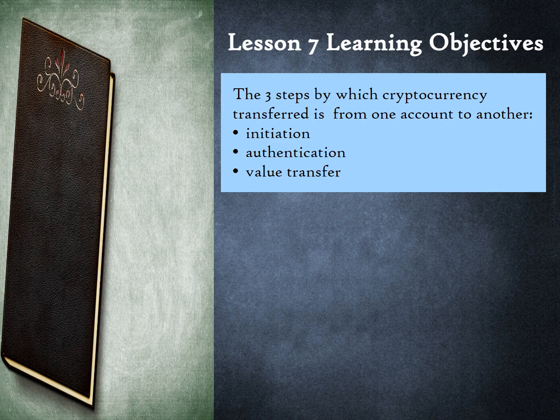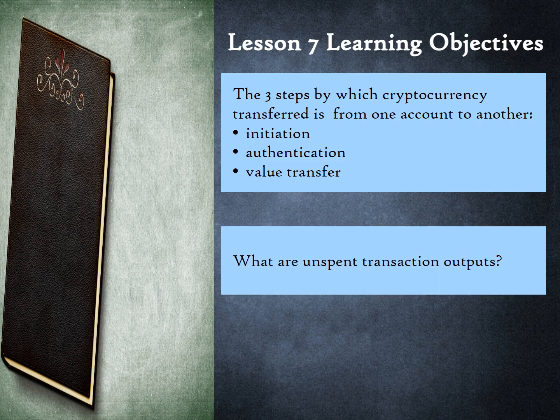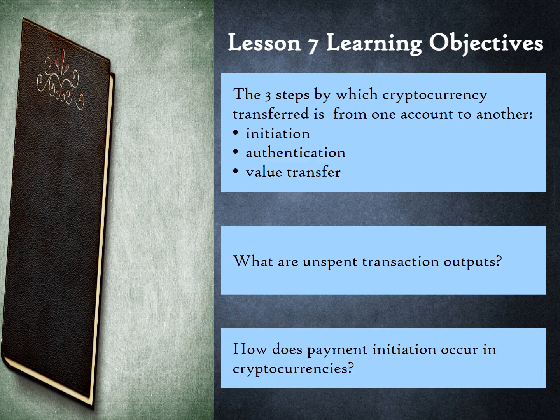In this lesson, we will begin learning how cryptocurrency is transferred from one account to another. Specifically, we will learn about the three steps of a payment, namely initiation, authentication and value transfer. We will then learn about an important concept in cryptocurrency payments called unspent transaction outputs. We will conclude with a deep dive on the initiation step of payments.